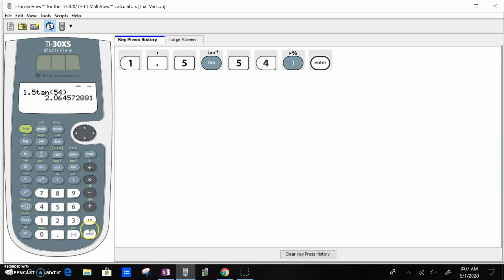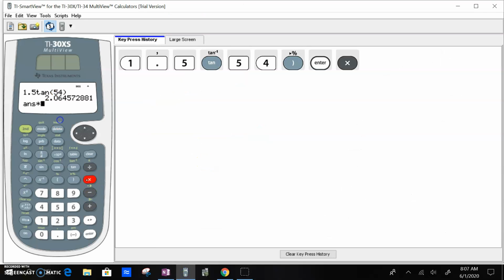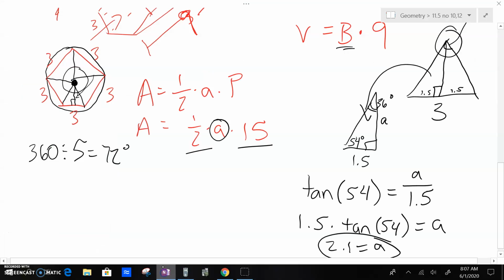I think that'll do my multiplication for me. So there's 2.064. I'm just going to leave that whole thing in there. Let's call it 2.1 just as a placeholder. So 2.1 is my apothem. Again, I'm going to leave that number in there, and then I'm going to take it and multiply by 15 and multiply by a half. So I'm going to go times 15 times 0.5 and hit enter. That number then, 15.484, and I'm going to leave that number in there, so 15.5, let's call it. That's the area of this pentagon.